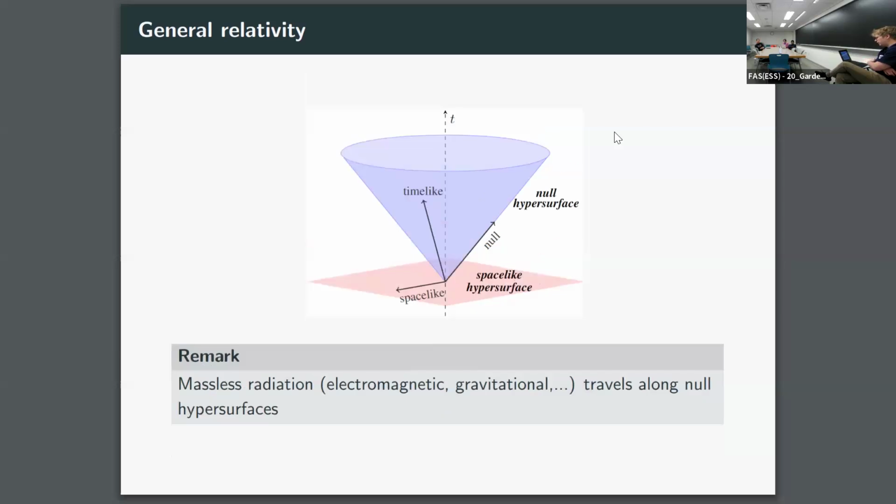Okay, and I want to focus on, right, this is about double null foliation. So the important ones are the blue ones, the null hypersurfaces. And these are important because they are the hypersurfaces along which massless radiation travels. So electromagnetic or gravitational waves, null dust, Vlasov fields, all sorts of things like this are why we care about null foliation. Null hypersurfaces.